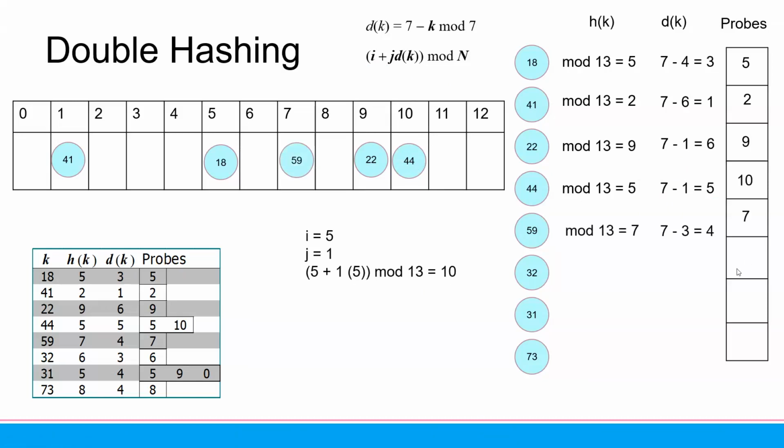And then we have 59. 59 mod 13 is 7, and because 7 is empty, we put it into index 7. 32 mod 13 is 6, because there is no value in index 6, we just put it into index 6. 31 mod 13 is 5. Okay. And then the secondary function is 4.